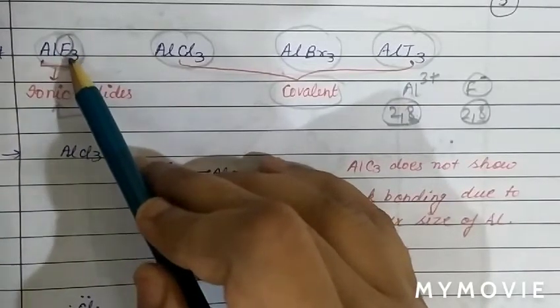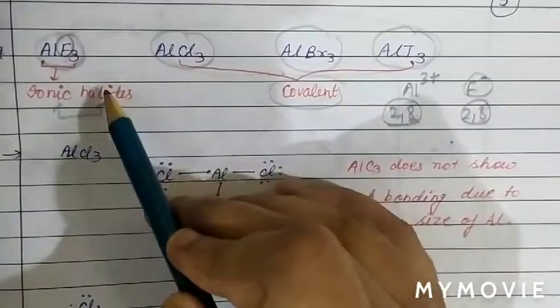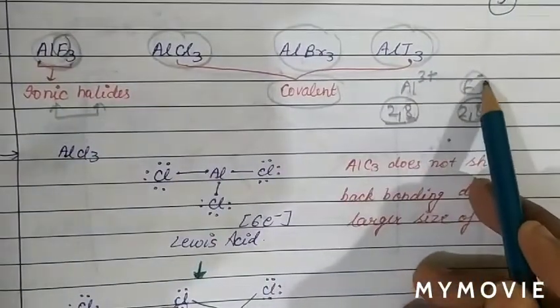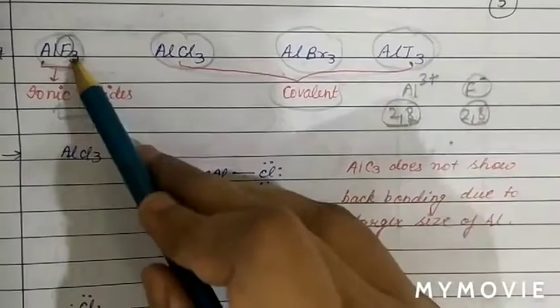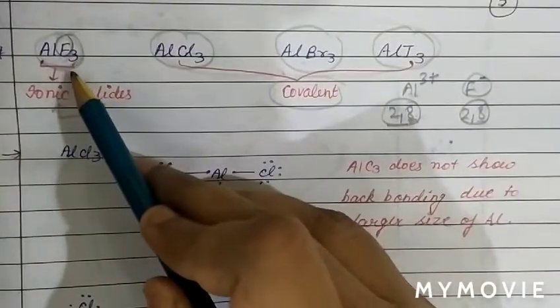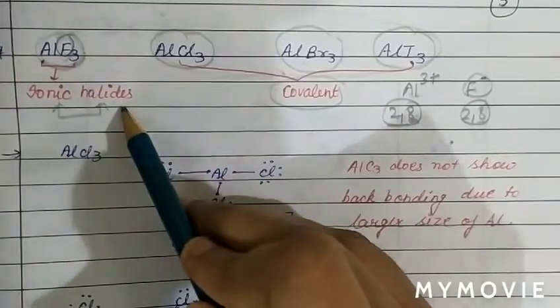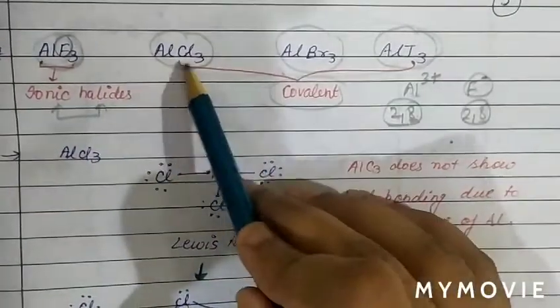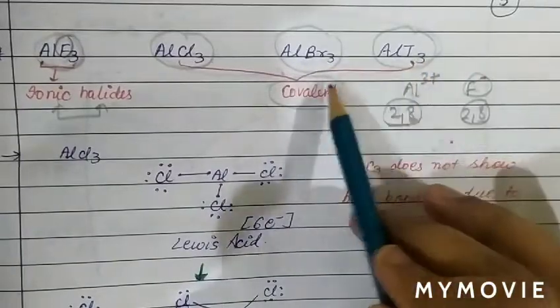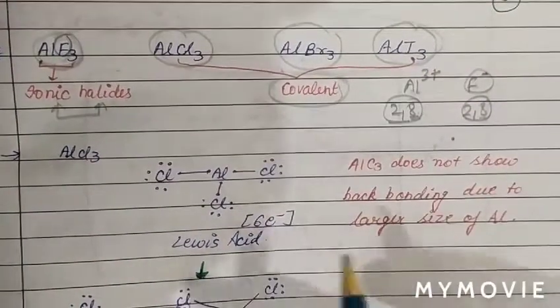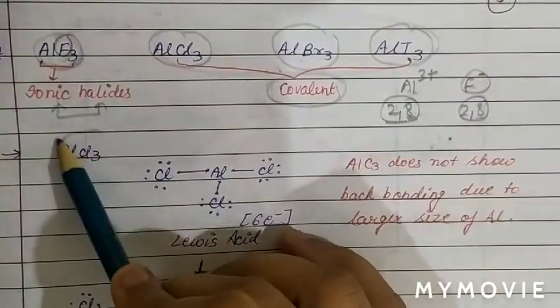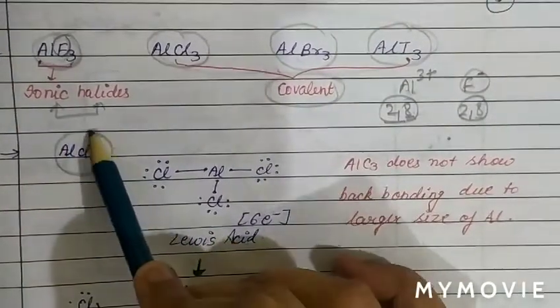Why? Because AlF3 is not a covalent compound. It is an ionic halide, and it breaks into Al3 plus and F minus, and the octet of each atom is complete. Therefore AlF3 is not electron deficient. It is not a Lewis acid because AlF3 is an ionic halide. While the rest, AlCl3, AlBr3 and AlI3, are covalent compounds, therefore these are electron deficient compounds. First we are going to discuss AlCl3.